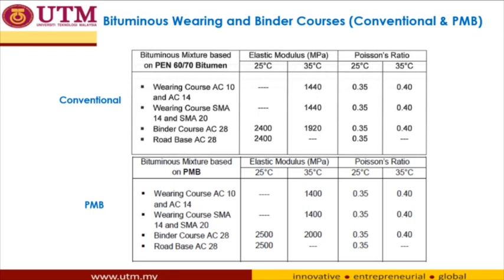Okay, this slide shows detailed properties for the bituminous wearing and binder courses. The first table shows the detailed properties of the conventional asphalt used for wearing course and binder course. And the next table provides the detailed properties of the PMB used in the courses. These include the elastic modulus tested at 25 degrees Celsius and 35 degrees Celsius. So knowing these values guides us in terms of the materials quality selected for the pavement.